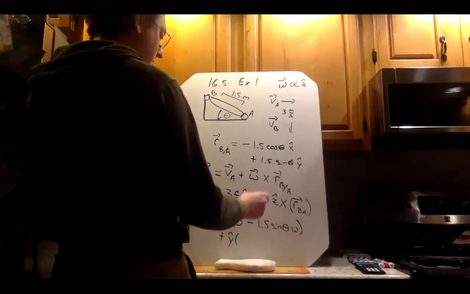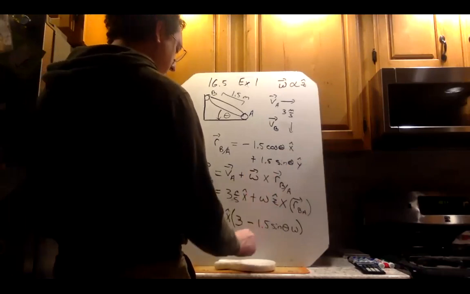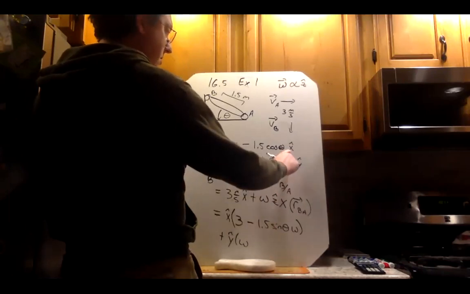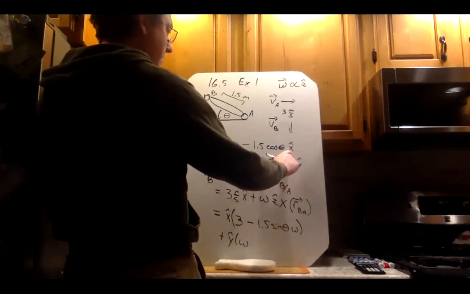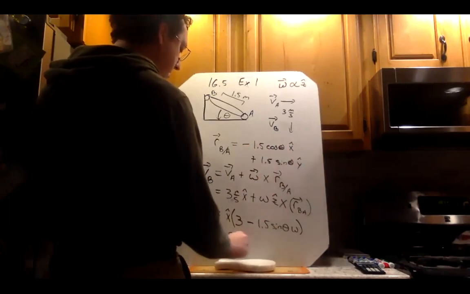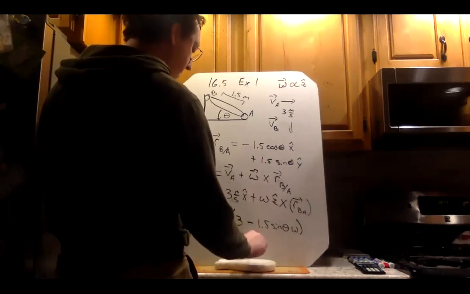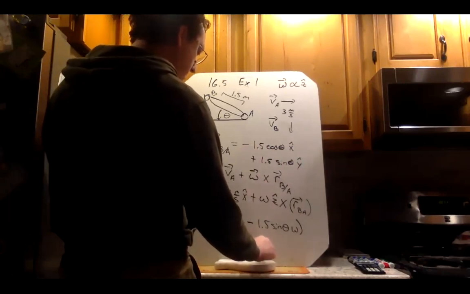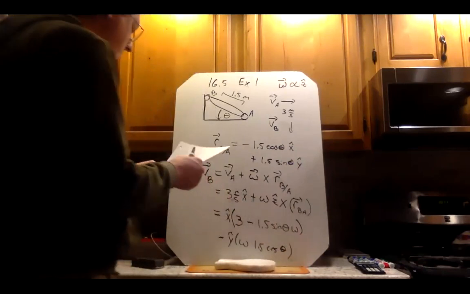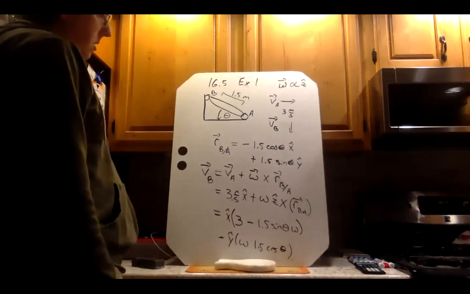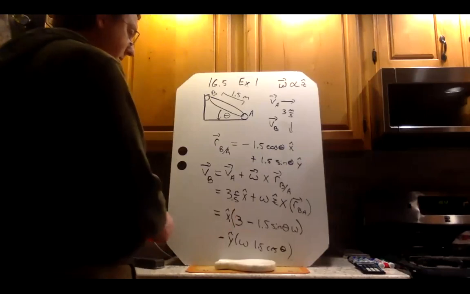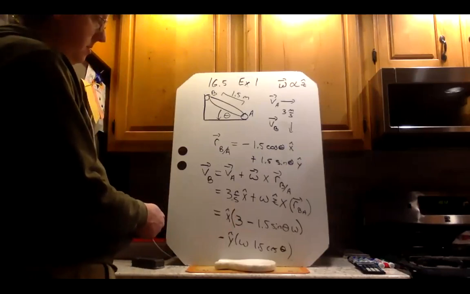I'm going to have an omega coming from here, and I have z hat cross x hat. That gives me y hat, but there's a minus sign out front. So I end up with a minus that times 1.5 cosine of theta. Okay. Whew. So that's what I have. Very good.